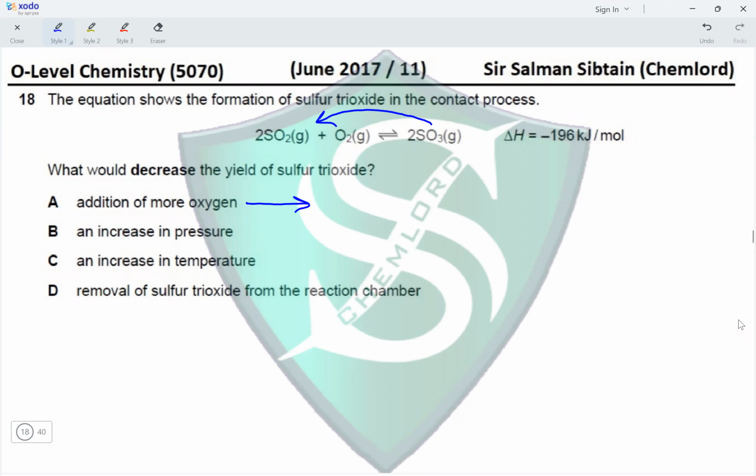An increase in pressure. An increase in pressure favors the side with the lesser number of moles. Since there are 3 moles of reactants and 2 moles of products, the equilibrium will be favored in the forward direction. An increase in temperature.